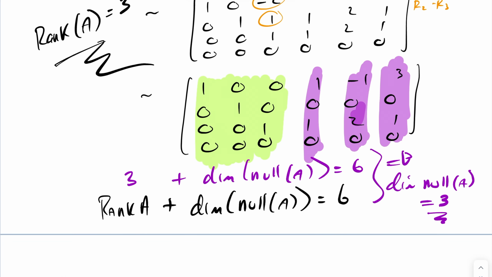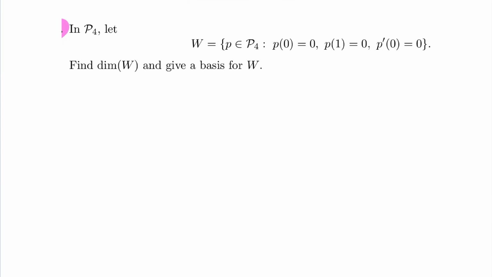All right, let's take a look at another problem. In this problem here, this set is coming out of P4. This is a set of polynomials of degree less than or equal to 4. We have a set W coming out of there that has these added conditions: the polynomial at 0 is 0, the polynomial at 1 is 0, and the derivative of the polynomial at 0 is 0. And they want you to find a basis for this.